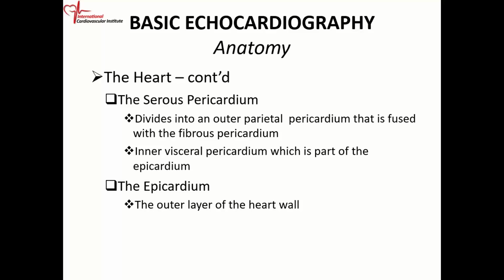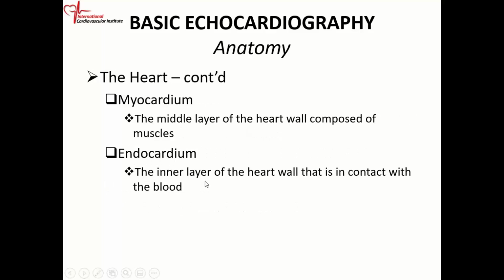So after you leave the pericardium, then directly on the surface of the heart, there's an outer layer we call the epicardium. So it's the outer layer of the heart wall. That's the epicardium. Then you move from the epicardium, you're going to get to the muscle. You get to the muscles of the heart. And the muscle of the heart we call the myocardium. So myo means muscle, cardia means heart.